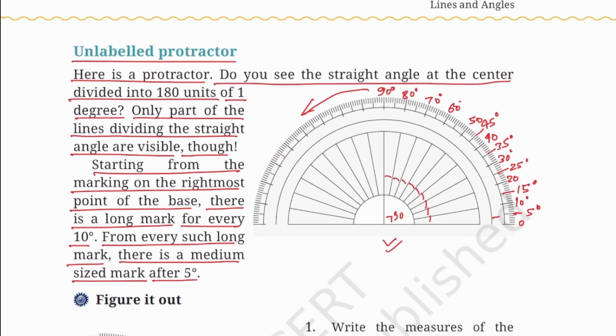And very small marks are there, that signifies 1 degree. There are 5 ones between 0 and 5, that means 1 degree, 2 degree, 3 degree, 4 degree, and 5 degree. 6, 7, 8, 9, that is counting numbers.